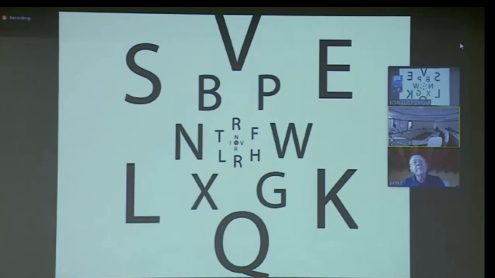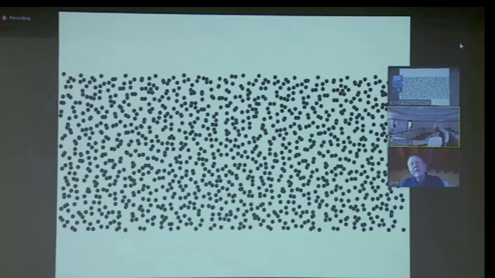What about the parasol system? Parasol cells project to the magnocellular layers. They have much lower visual acuity, but they're very sensitive to movement. So I hope my little Australian demonstration will work for you.